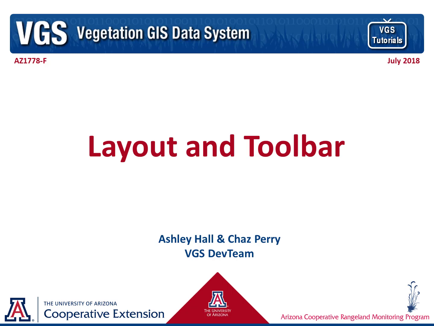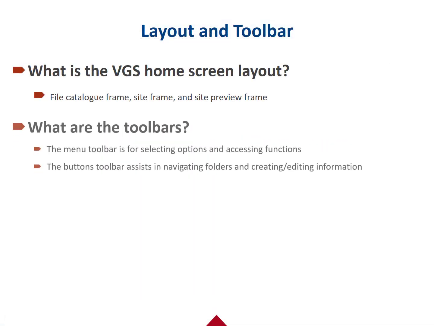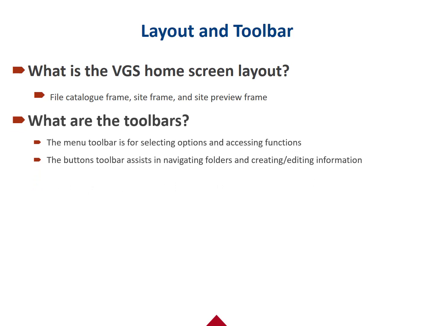This tutorial will walk you through the layout of the VGS home screen, as well as the menus and buttons of the toolbar. The home screen layout contains three main frames. The menu toolbar is for selecting options and accessing functions. The buttons toolbar assists in navigating folders and creating and editing information. Let's take a look at the layout and toolbars.